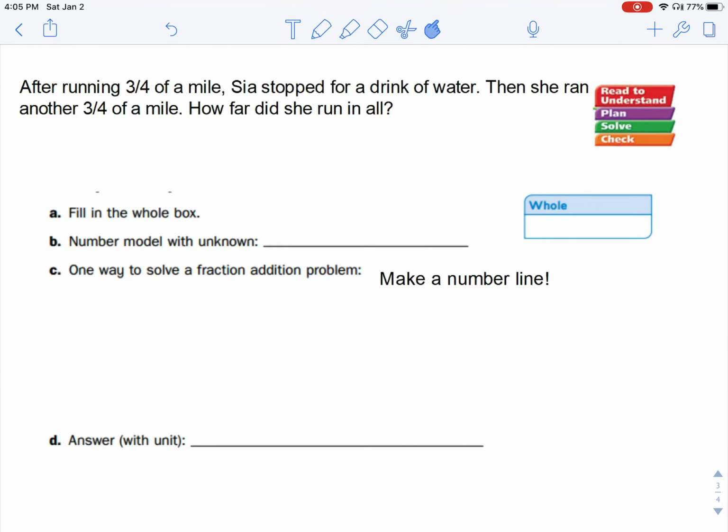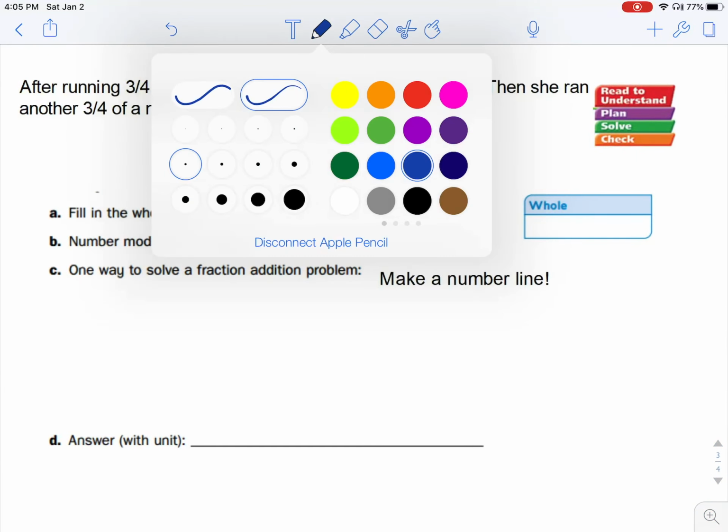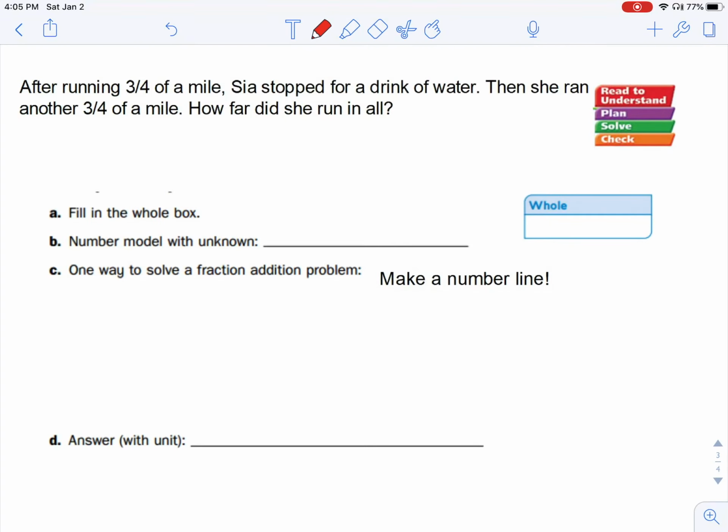Here's a new problem. Help me read to understand. Follow along as I read. After running 3/4 of a mile, Sia stopped for a drink of water. Then she ran another 3/4 of a mile. How far did she run in all? So the question here asks, how far did she run in all? I've read to understand. Let's go ahead and start our plan.